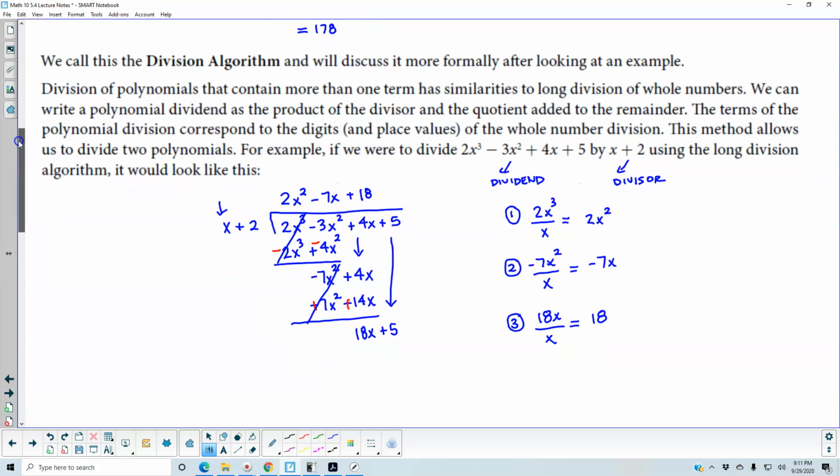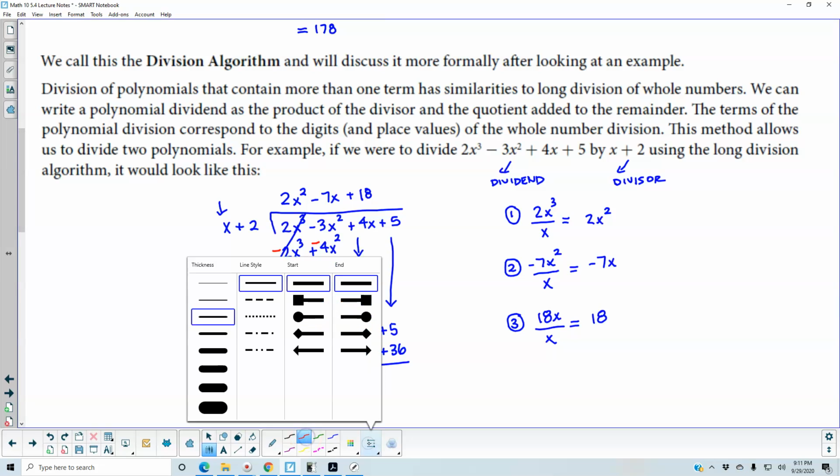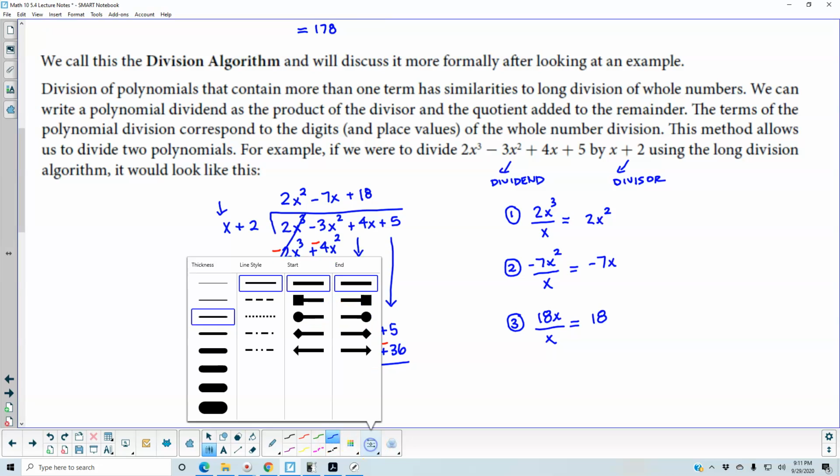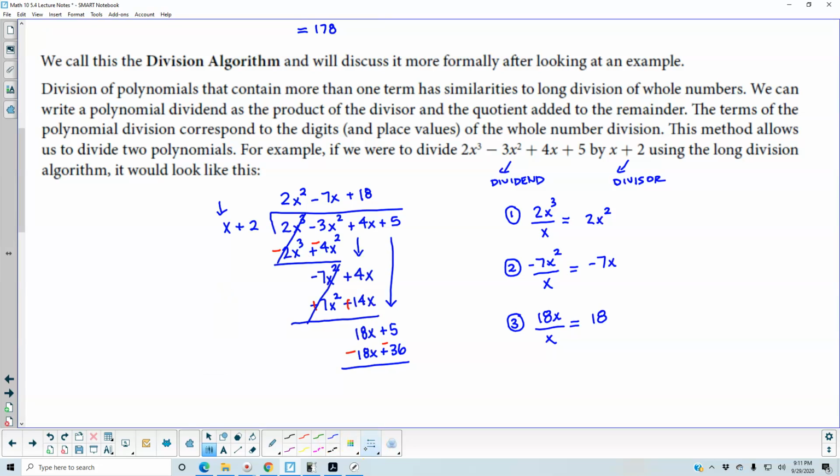So we can say that 18 times x is going to give us 18x, and 18 times 2 is going to give us plus 36. Now again, what we need to do is change the signs of both terms. So we get minus 18x plus 18x is 0, and plus 5 minus 36 is minus 31. Okay, now, can x go into negative 31? Well, the answer is no.